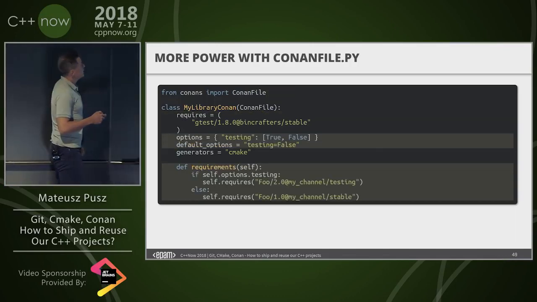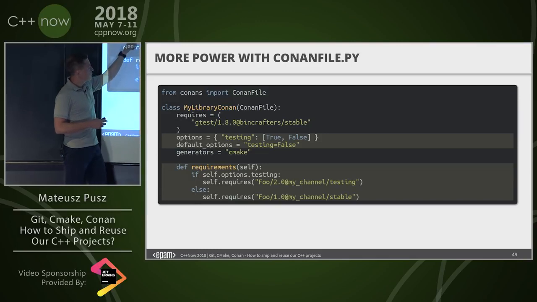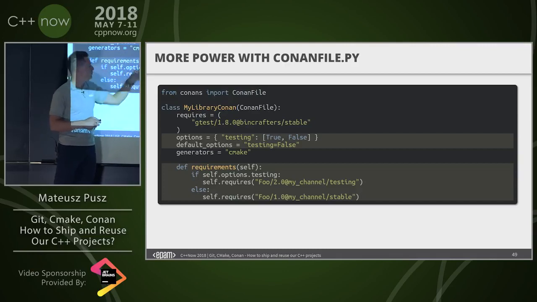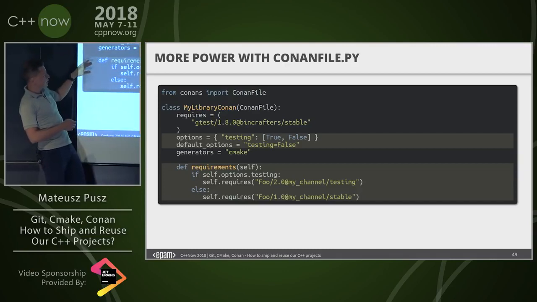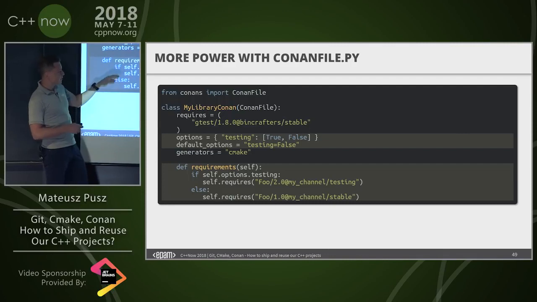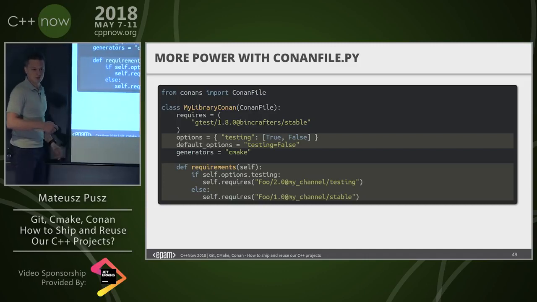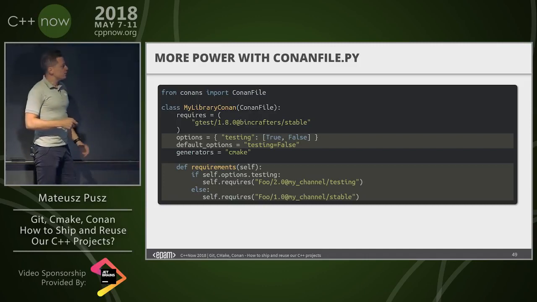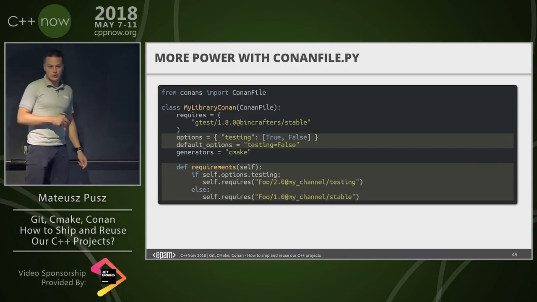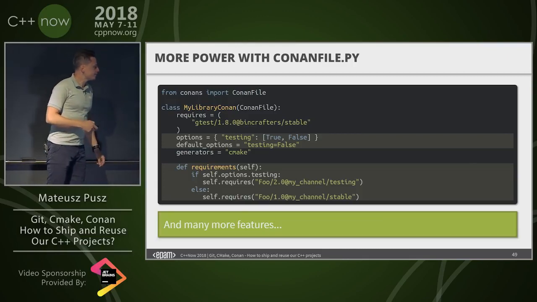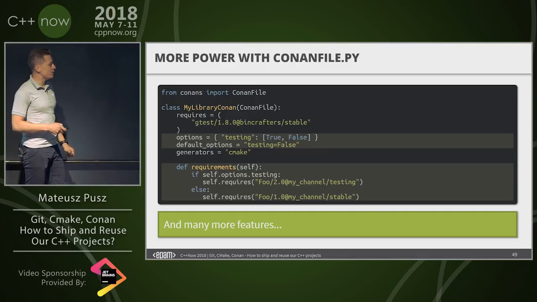Also, for example, you can specify some options like testing true or false, and the default option for your package is testing equals false. And then, for example, you may provide the requirements method here, saying that if you are testing, you may want to try this dependency, but for stable builds, just use the previous one that was already checked. So this basically makes some of the requirements dependent on the configuration that you can provide easily, as we've seen during build. And there are many more features here for the Conan file Python version, but we don't have time to cover that.